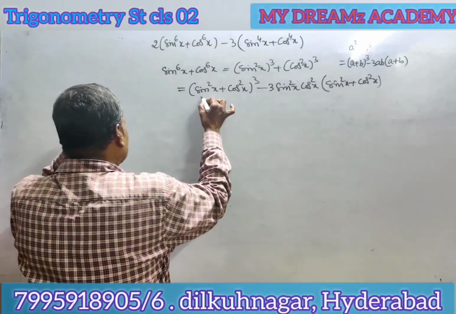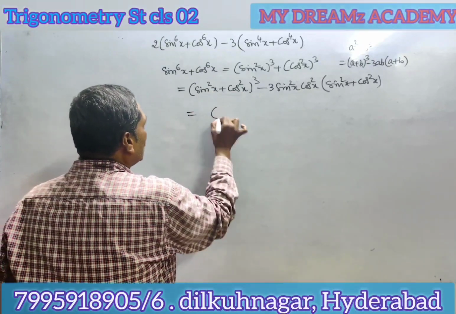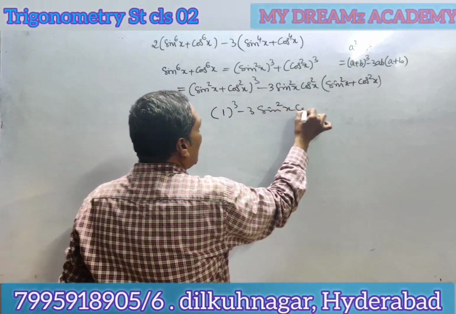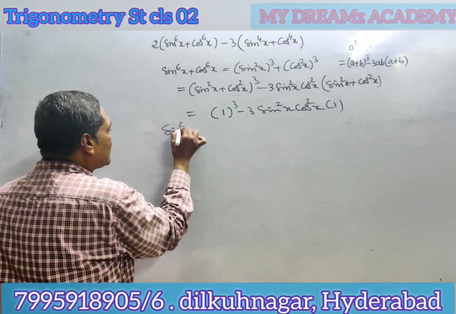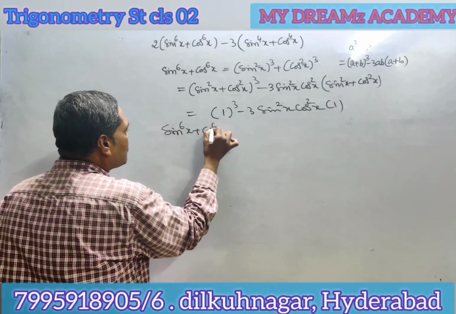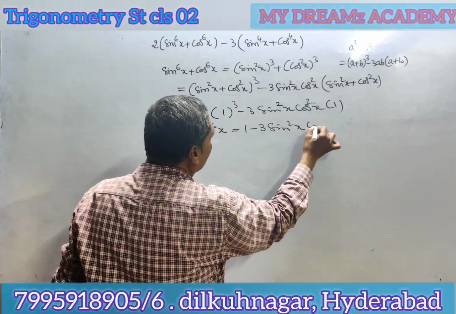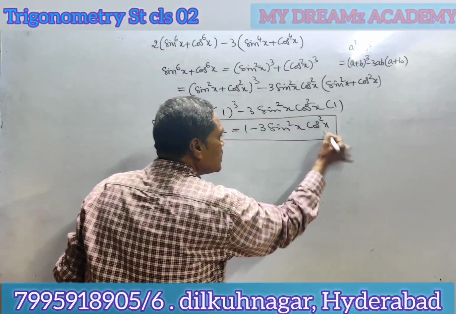But we know that sine square x plus cos square x is the identity 1. This is 1 cube minus 3 sine square x cos square x into 1. Therefore, sine to the power of 6x plus cos to the power of 6x is equal to 1 minus 3 sine square x cos square x. Actually, you have to remember this as a shortcut formula.